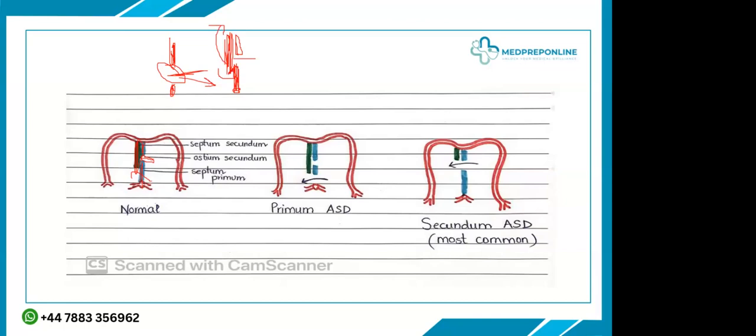So what is going to happen here? Ostium primum ASD, this is what I have told you here. This is the ostium primum, and if a defect is left, then it is called the primum ASD. This is ostium secundum. So when will the secundum ASD happen? When this septum secundum does not proliferate or is not long enough to cover this ostium secundum, then this hole is left, or this defect is left uncovered, and this is going to cause a left to right shunt, and this is called the ostium secundum ASD. Now you understand?